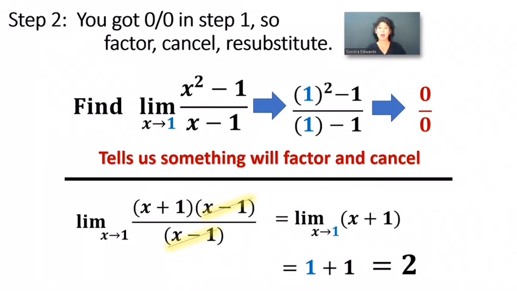Just a note about what y equals x squared minus 1 over x minus 1 would look like. It would just be a line y equals x plus 1. But there would be a hole in the line at 1, and that's why we ended up getting 0 over 0. Canceling removes the hole, and then we get to the line without the hole, y equals x plus 1.